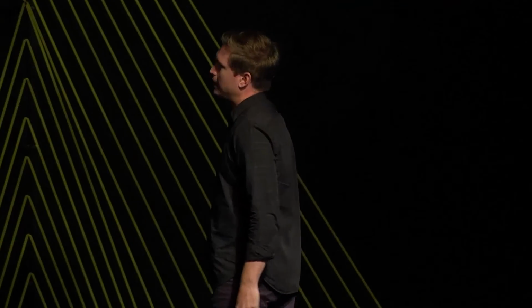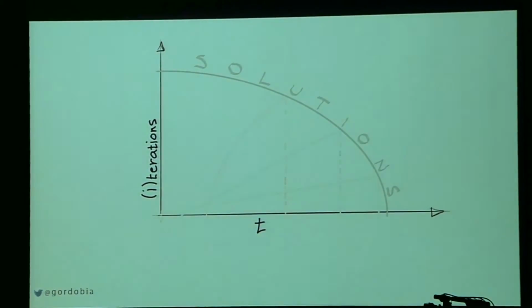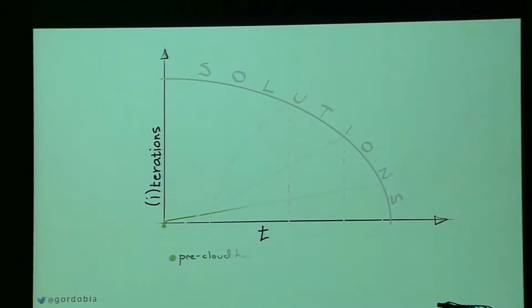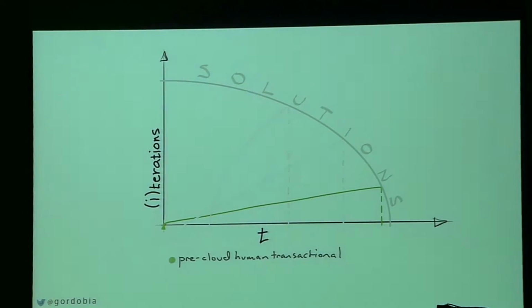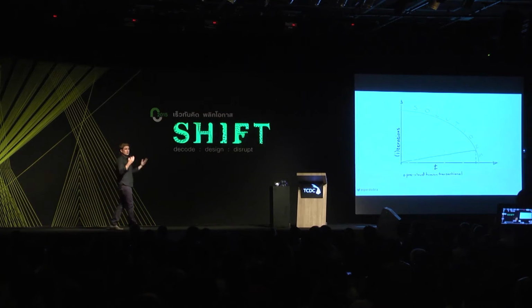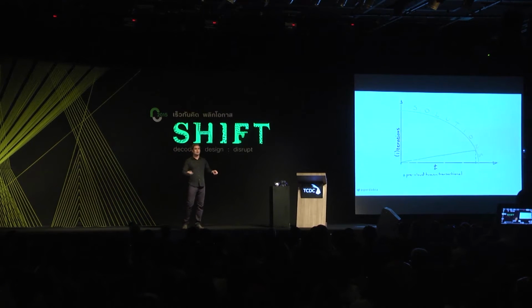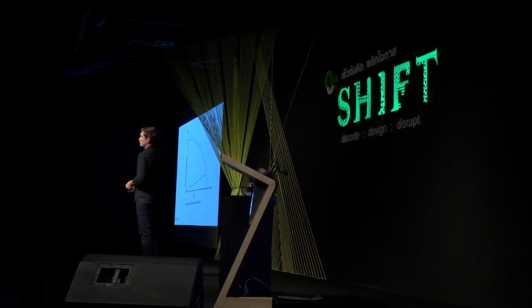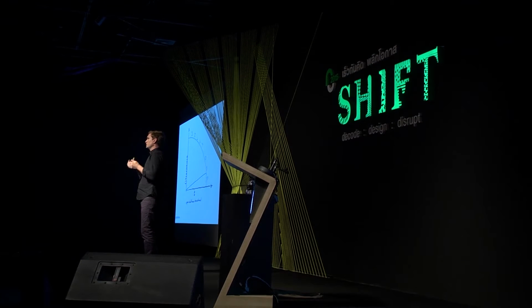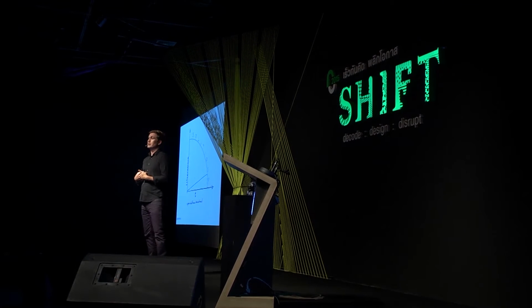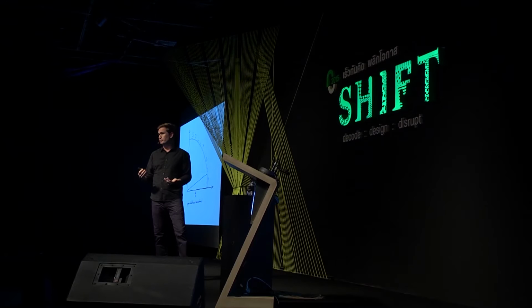Now, let's look at the traditional process of design, explicit design, and this is what I call pre-cloud human transactional, which is really a fancy way of saying the way that we traditionally do things. Let's say that we're designing a building or an airplane, and you have multiple disciplines that have to design that, right? You have the architect, you have the structural engineer, you have the mechanical engineer, you have the electrician, you have multiple disciplines.